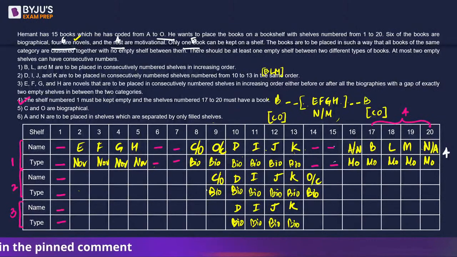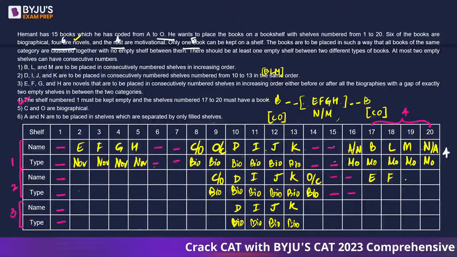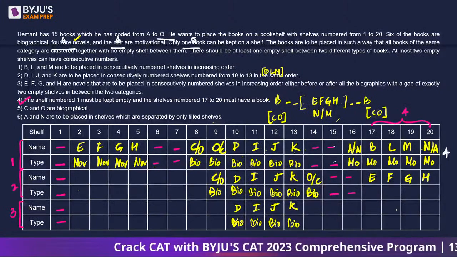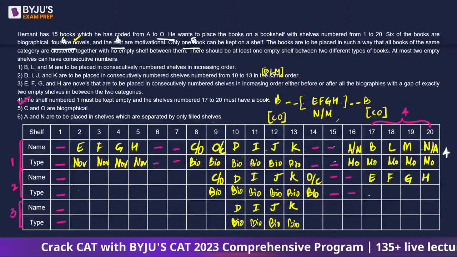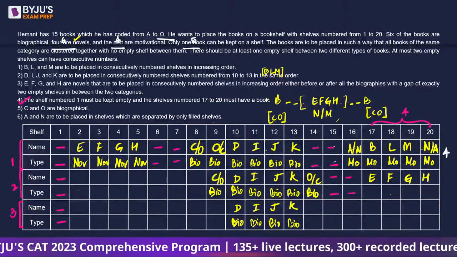Now there are two possibilities here. Let's say E, F, G, H are after biographies. So we will need two blank spaces and we will have to write E, F, G and H in the same order. Now, what is the type of this book? We have no idea as of now.